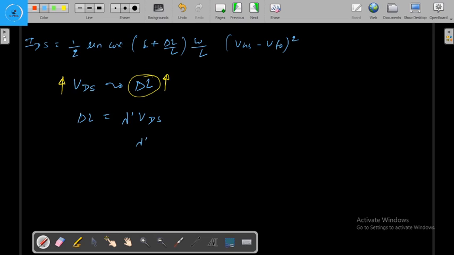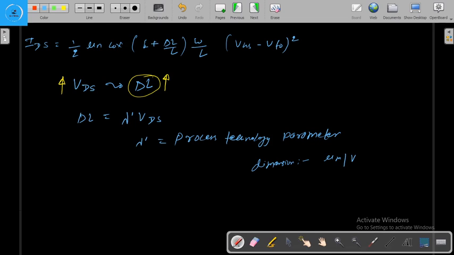Here lambda dash is a process technology parameter. What will be its dimension? The dimension will be micrometer per volt.